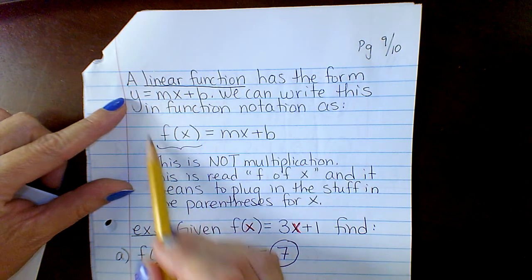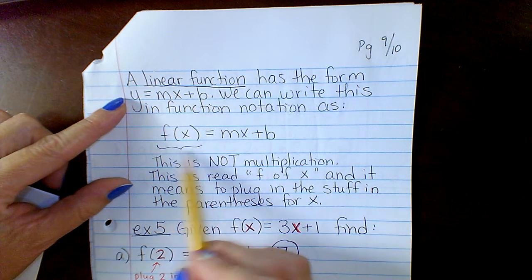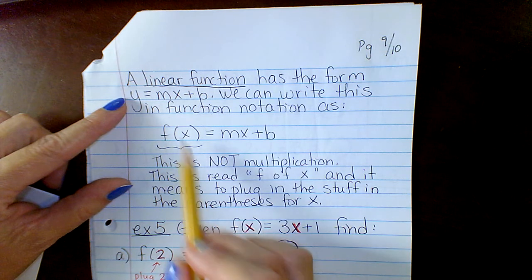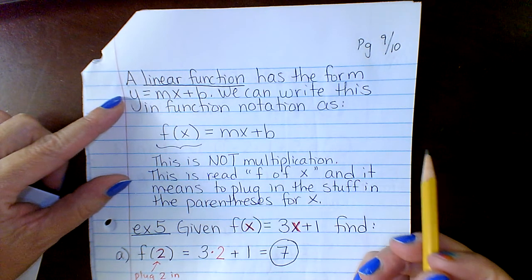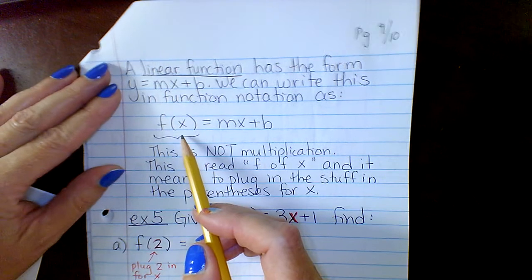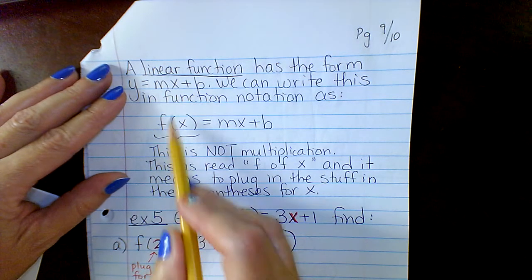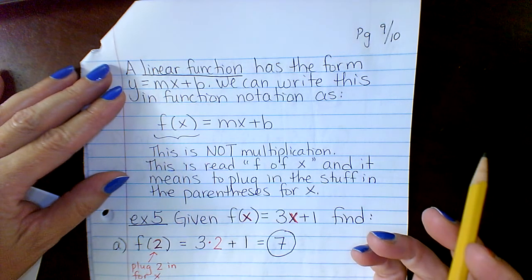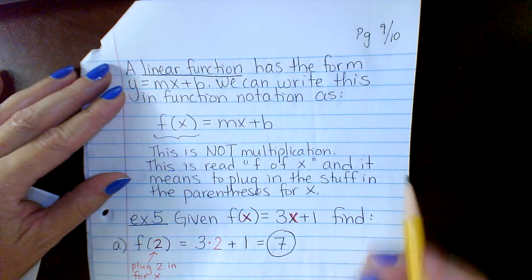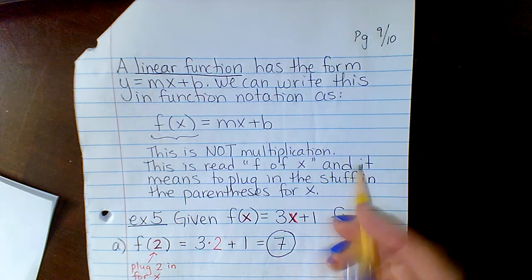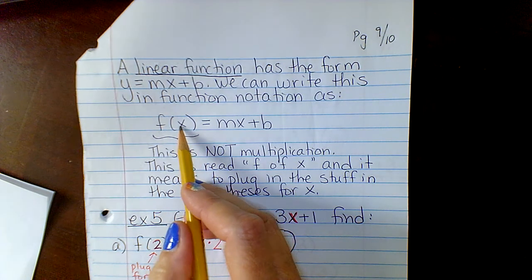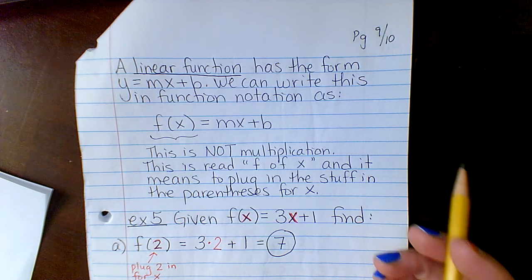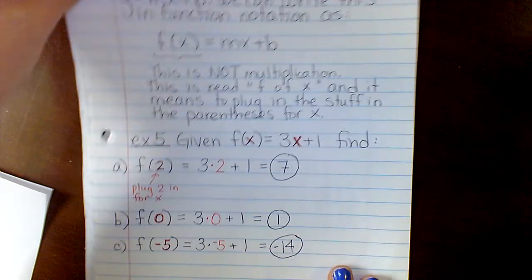Now here's the thing. This normally would be multiplication, right? We're used to parentheses being multiplication. It's not multiplication. This is what's called function notation. So this is read f of x, right? What it means is that we're going to take the stuff inside that parenthesis and we're going to substitute it in for x. So let me show you. Easier seen than said here.